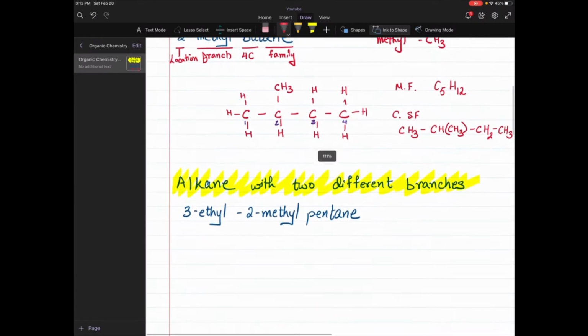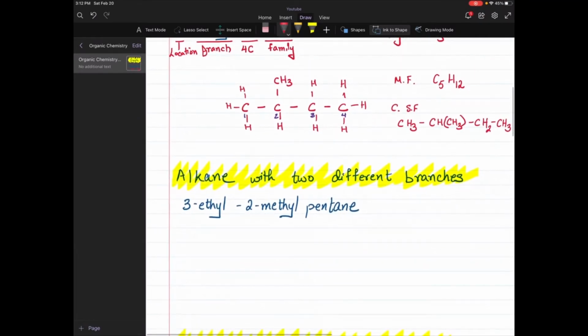In this case, I have for you a 3-ethyl-2-methylpentane. So this is an alkane which has 2 different branches on the same molecule. So same idea. The last part of the name tells us about the family. The pent tells us that there are 5 carbons. The other 2 pieces tell us about the branches. We have a methyl branch on the second position, and on the third position, we have an ethyl branch.